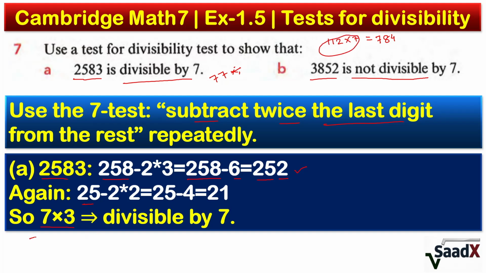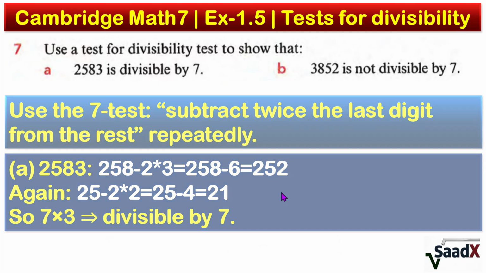So 784, we can write the first 2 digits 78 minus the last digit 4 times 2. So 2 times 4 is 8. 78 minus 8 equals 70. So 70 is divisible by 7. Therefore 784 is also divisible by 7.